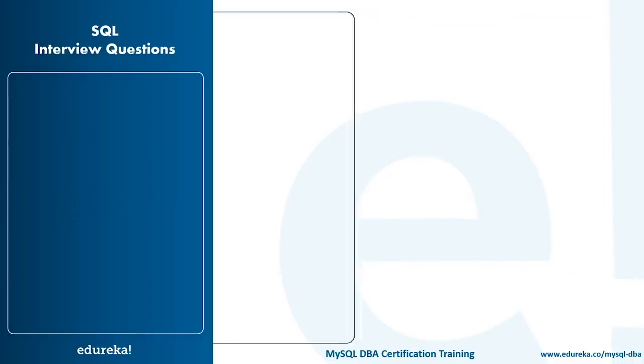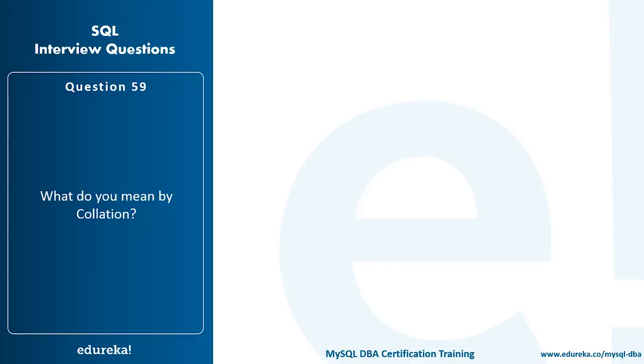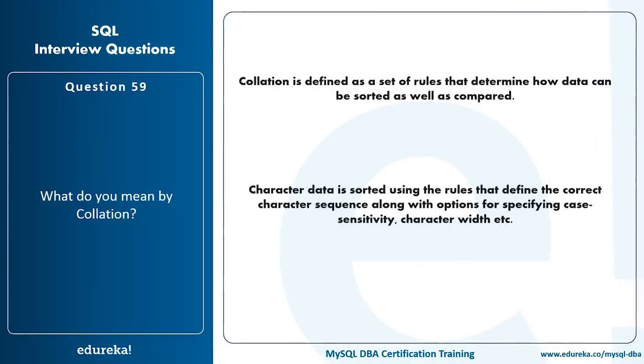Next, let's move forward and understand what you mean by collation. Collation is defined as a set of rules that determine how data can be sorted as well as compared. Character data is sorted using the rules that define the correct character sequence along with the options for specifying case sensitivity, character width, etc. So that's what a collation is, guys. It is basically a set of rules that determine how data can be sorted as well as compared.